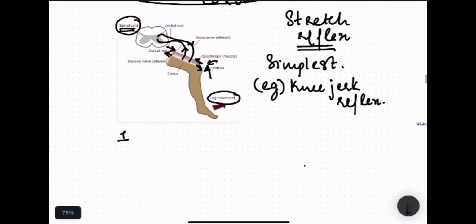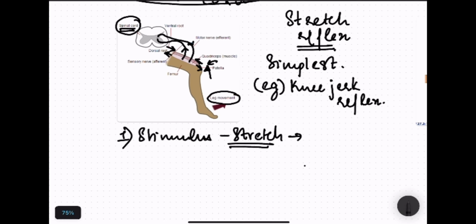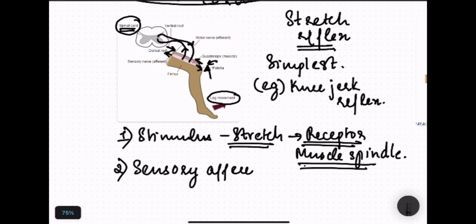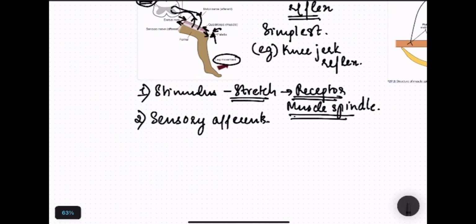I'll be writing out the components. The first component is the stimulus, of course, which is stretch. The stretch stimulates the receptor. The receptor here is a part of the muscle which we call the muscle spindle. The muscle spindle is the receptor. The information is carried by the sensory afferents to the center, which is the spinal cord.